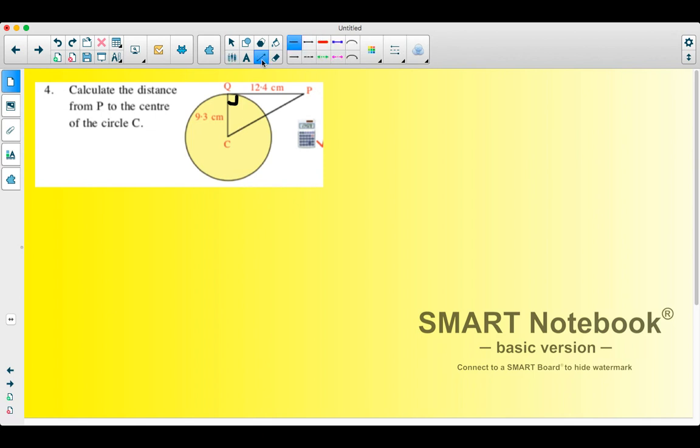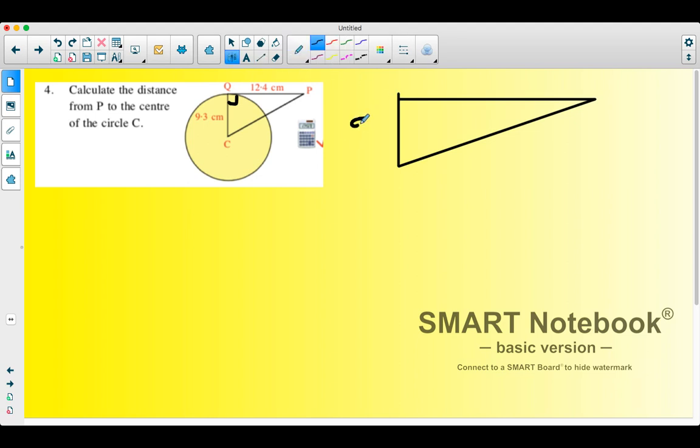And the best way to do that is to draw the triangle separately, without the circle, just as part of your answer, as part of your working out. Draw the triangle separately and put the numbers in. So 9.3 here, 12.4 here, and they're trying to get you to find this length here, P to the center of the circle. So give it a letter, doesn't matter which one, letter A. Okay, so A squared equals 9.3 squared plus 12.4 squared.